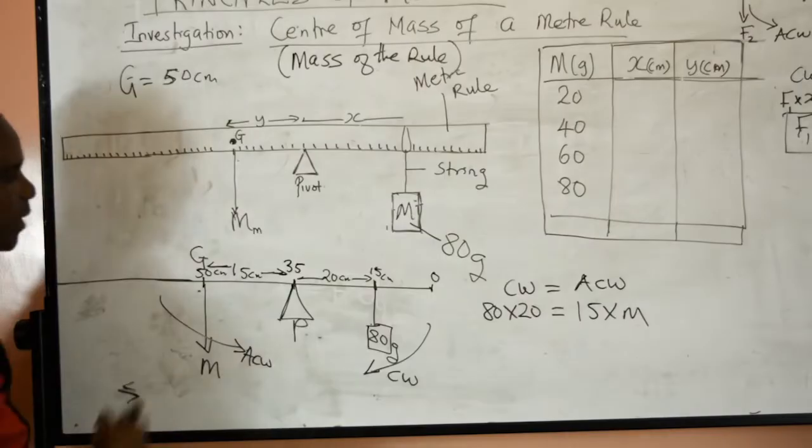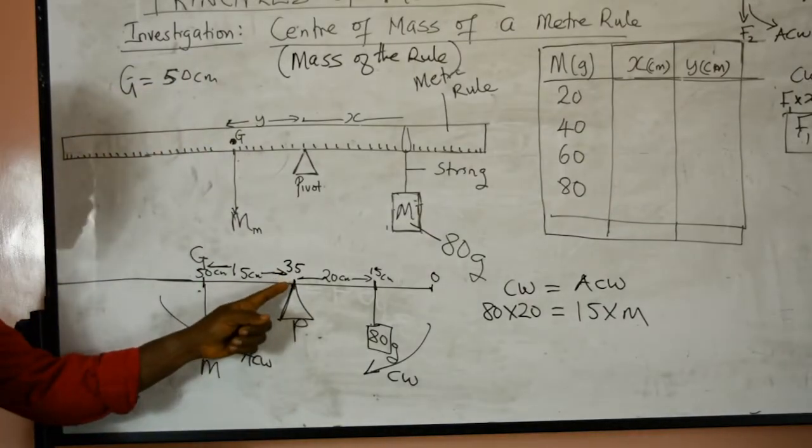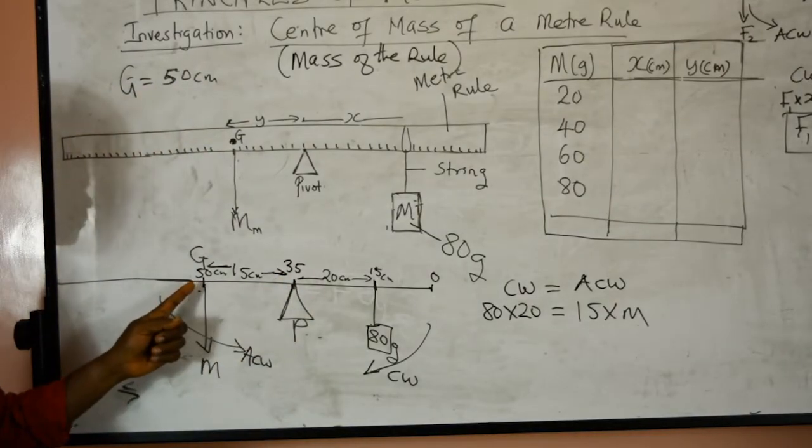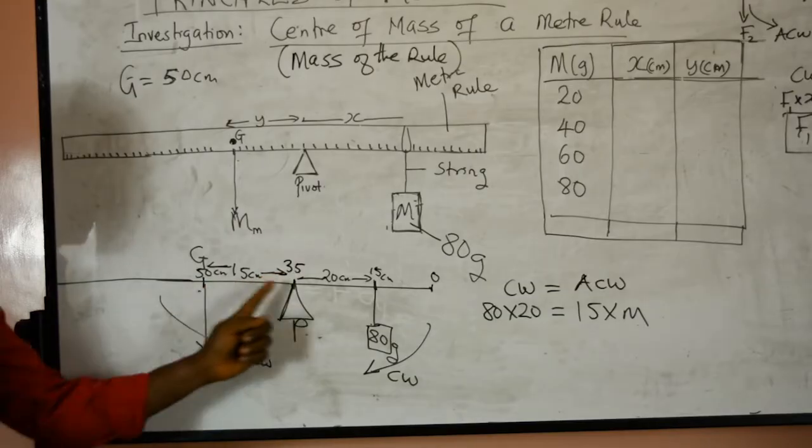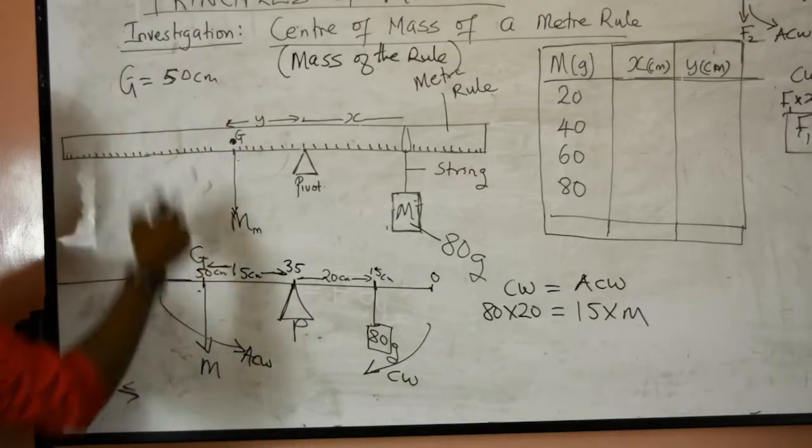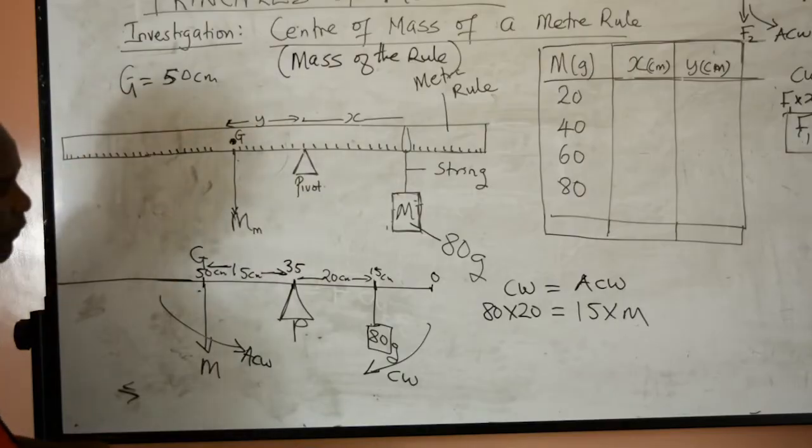And how did I get this 15? I subtracted the 50, which was the center of mass, from the 35. So this distance is 15. That's how I got that, from the initial G position. So now I have to do the math there.